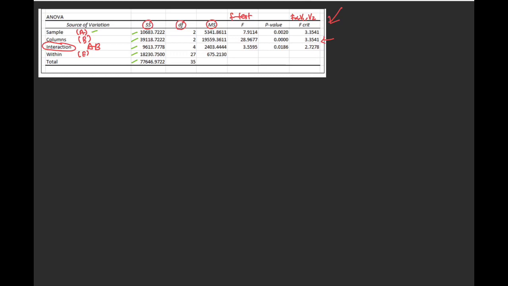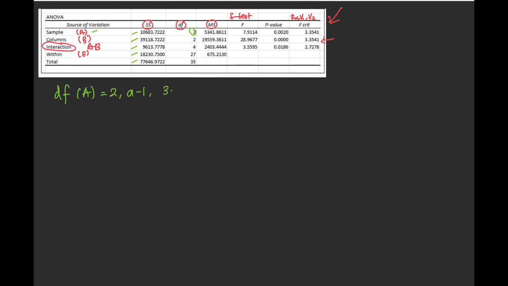Now, how do we get degrees of freedom for factor A equal to 2? Degrees of freedom for factor A equal to 2 we got from a minus 1. a is the number of factor A. Our number of factor A, material type, is 3.